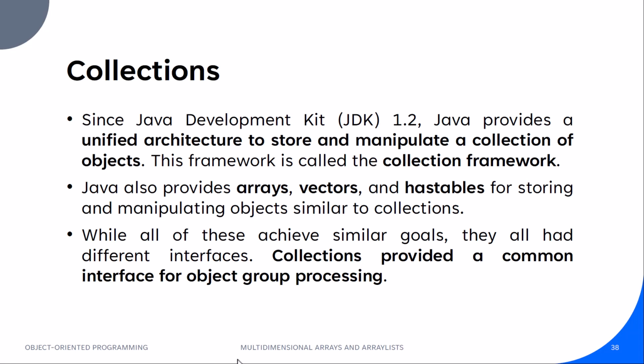Java Development Kit (JDK) is the collection of application development tools such as the compiler, JavaDoc, and others, and the packages such as the standard edition that are necessary to write and execute Java programs. JDKs come with distributions, and since JDK 1.2, Java provides a unified architecture to store and manipulate a collection of objects. This framework is called the collection framework. Java also provides arrays, vectors, and hash tables for storing and manipulating objects similar to collections. While all of these achieve similar goals, they all had different interfaces. Collections provided a common interface for object group processing.